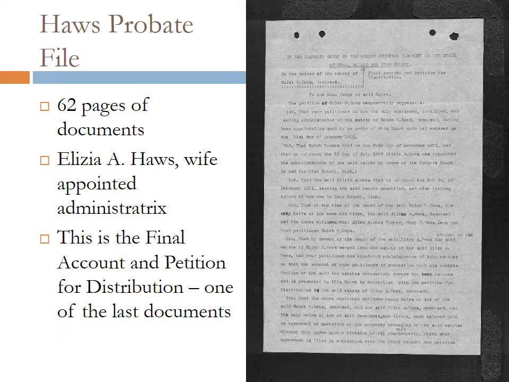This is actually one of the last documents in the probate file. There are 62 pages of documents. The wife's name is misspelled. Her name was Eliza, but it's misspelled in the document. And she was appointed the Administratrix for the estate. And this is the final account and petition for distribution.